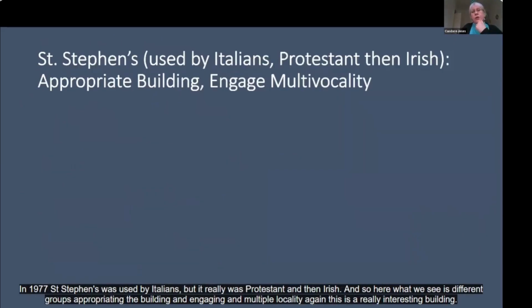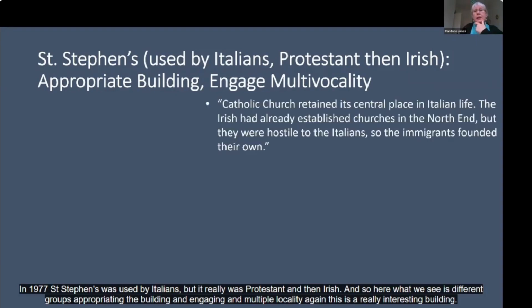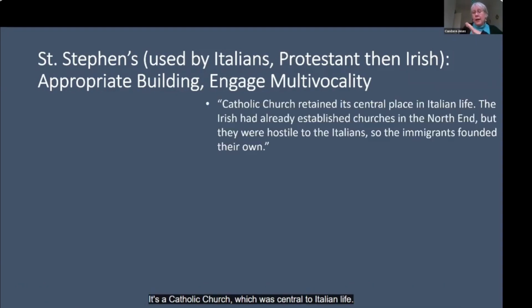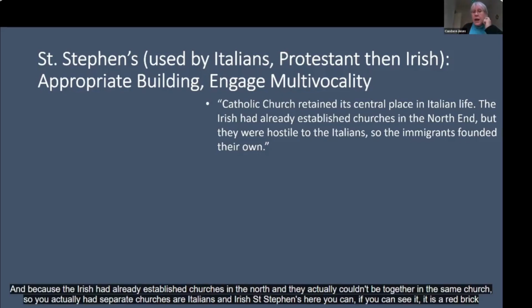St. Stephen's was used by Italians, but it really was Protestant and then Irish. And so here what we see is different groups appropriating the building and engaging in multivocality. Again, this is a really interesting building. It's a Catholic church which was central to Italian life. And because the Irish had already established churches in the North End, they actually couldn't be together in this same church. So you actually had separate churches for Italians and Irish.